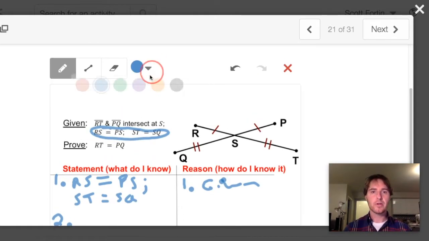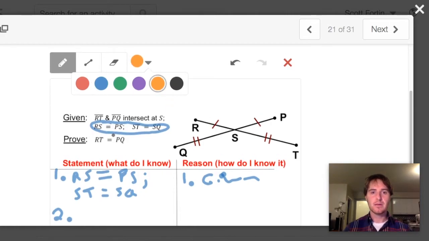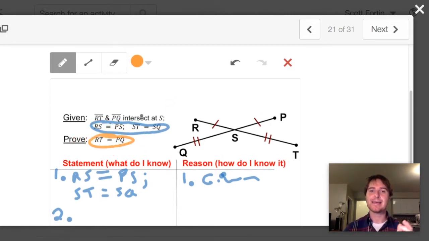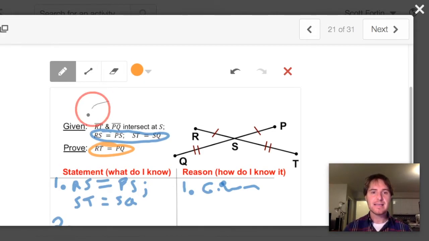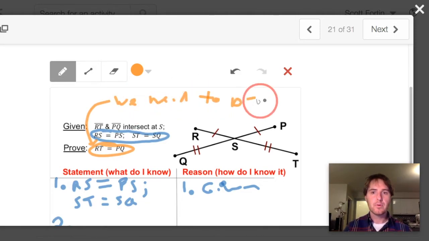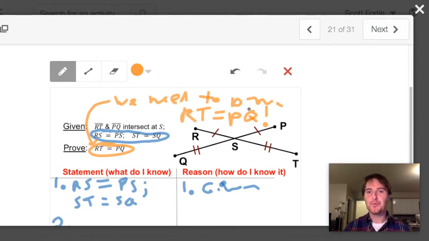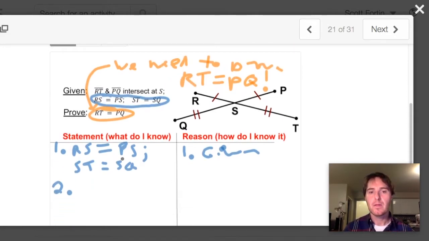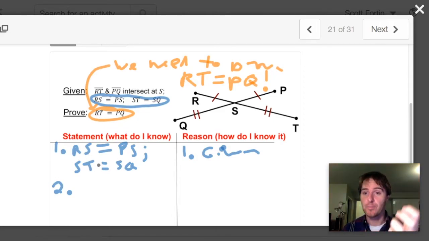Again, what you're trying to do in a proof is get to here. Usually in my second step, I write my givens down and then I ask myself what I need to prove. And we need to prove RT equals PQ. So the question is, guys, look at the given. Does the given say anything about RT or PQ? Is RT or PQ in the proof yet?